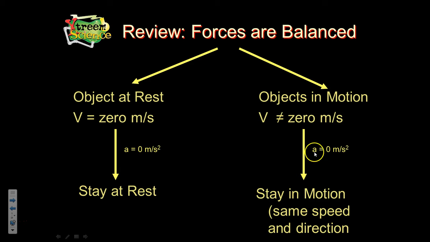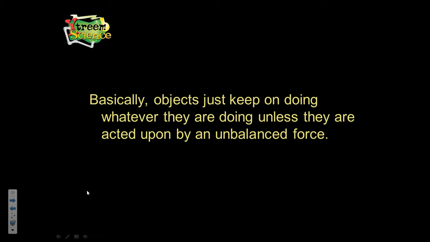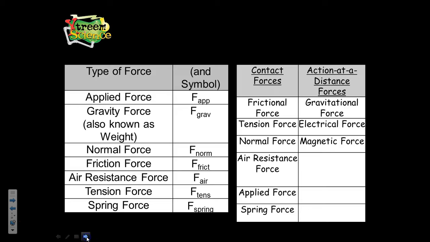And since the accelerations are 0, as we know about Newton's second law with that equation, so long story short, because there's no acceleration, there's no force acting on it, so these objects cannot speed up or change direction. Okay, so basically, objects just keep on doing whatever they're doing unless they are acted upon by an unbalanced force.